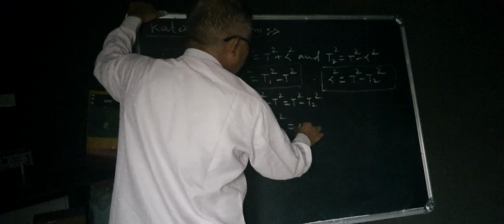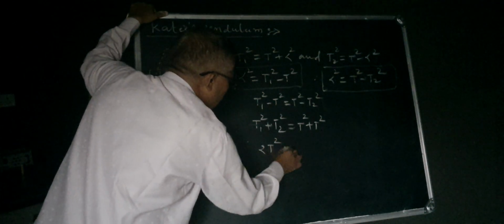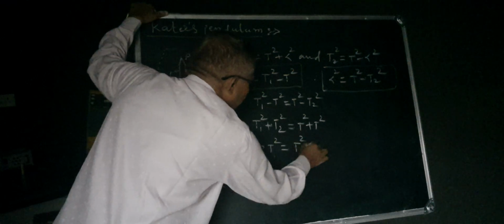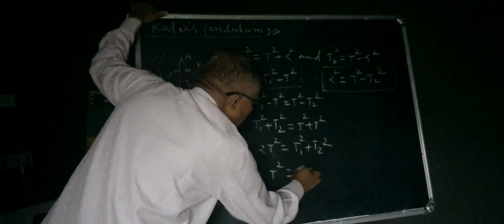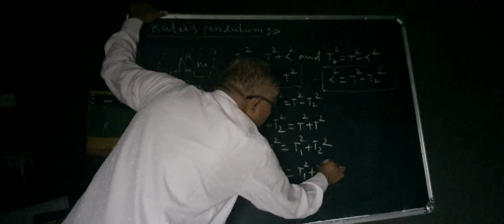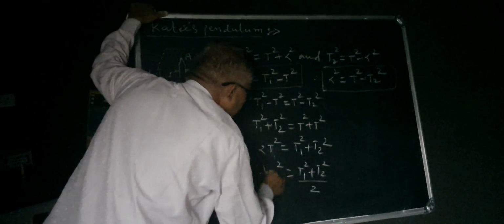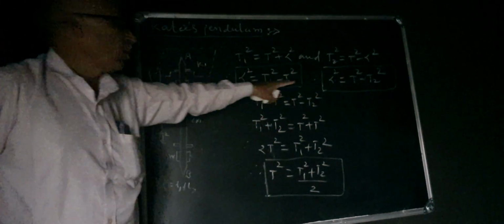Now in this equation, I take T2 square to the left hand side and shift T square to the right hand side, that is T square plus T square, which can be written as 2T square equals T1 square plus T2 square. Hence T square equals T1 square plus T2 square upon 2. This is the value of T square we have calculated from these two equations.